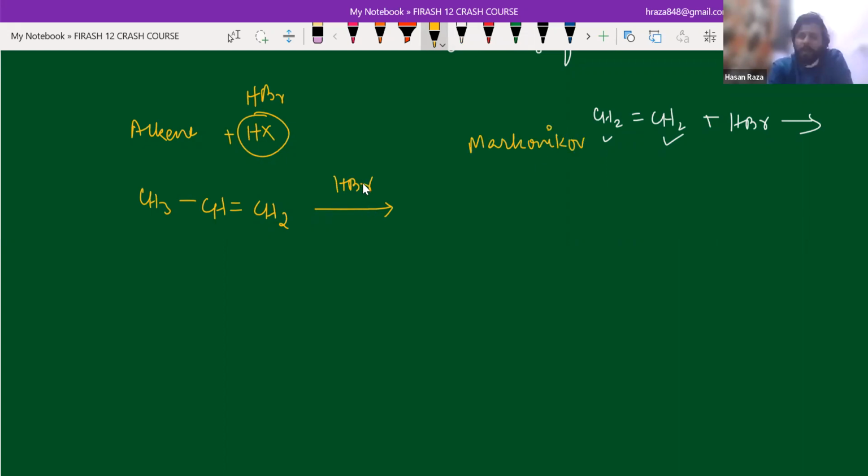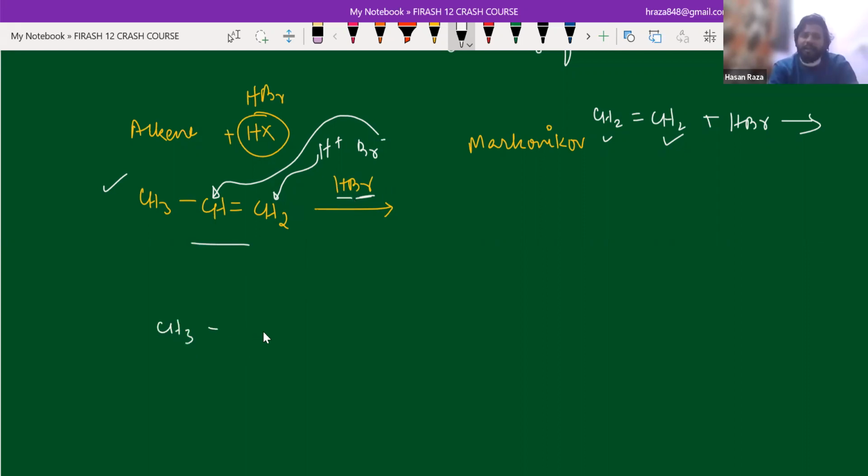And you know what Markovnikov is? Of this addendum, you know which part will be negative: H will be positive and Br will be negative, yes or no? So this negative part will go to that carbon which has the lesser number of hydrogens, and positive will go to that carbon which has the greater number of hydrogens. This is how you recognize an alkene added to HBr in the absence of peroxide. If it is written alkene plus HBr, then it is Markovnikov.